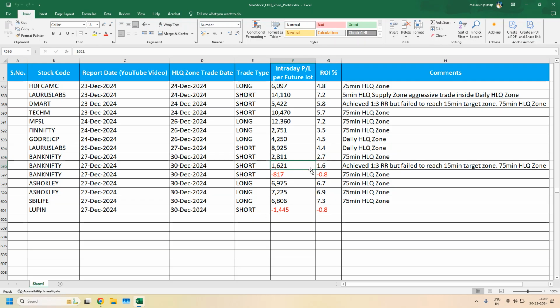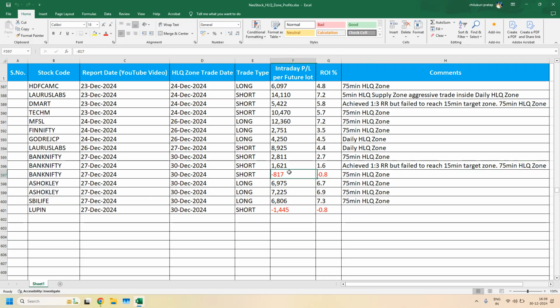And the second one is even much less because until 1:3 RR it has given 1.6. If it would have reached 15 minutes, again another 2.7, or maybe, as this is without entry buffer, maybe 2.9% it might have given. But anyway, those who did not exit at 1:3 RR, their trades would have been stopped out. From our performance point of view, it achieved 1:3, so it is successful.